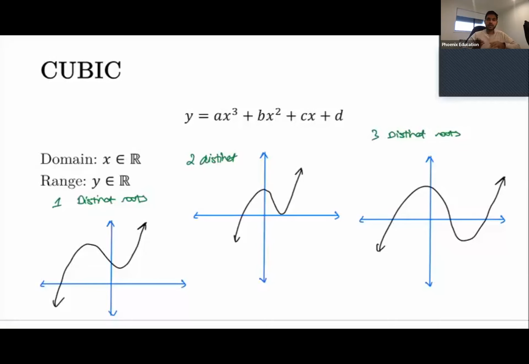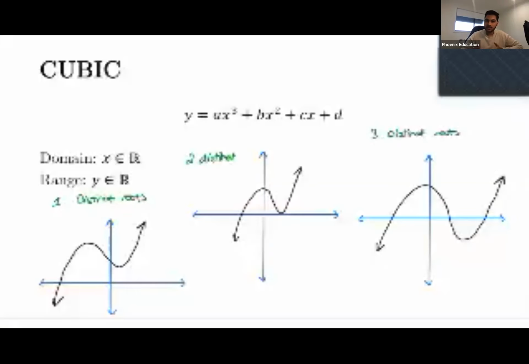But for a cubic, you can have 3 scenarios for a cubic graph. Kind of like a quadratic, where you can have a positive definite, negative definite, or one root, or 2 distinct roots, which is something we'll talk about later in the discriminant section. But for cubics, we have a similar principle. Cubics can either have 1, 2, or 3 distinct roots. They can't have 0 roots because of the nature of these graphs.